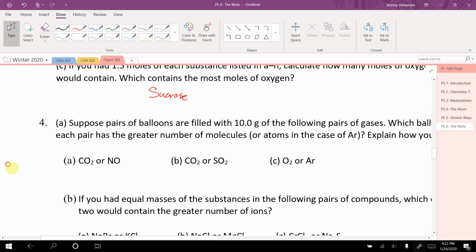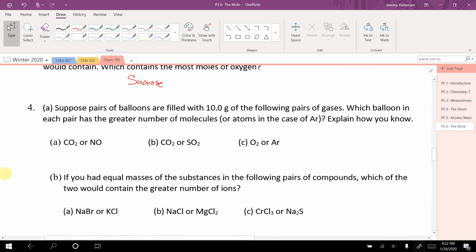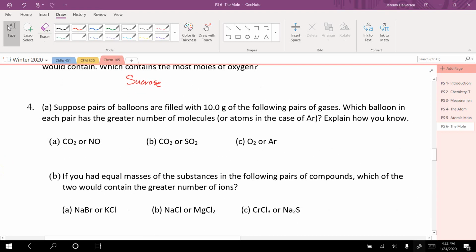Okay, number 4. Suppose pairs of balloons are filled with 10 grams of the following pairs of gases. Which balloon in each pair has the greater number of molecules? Or atoms in the case of Ar, because Ar is just an atom. Okay, explain how you know. Alright, we've got 10 grams of these things. Same mass of these things. Which one has more molecules?